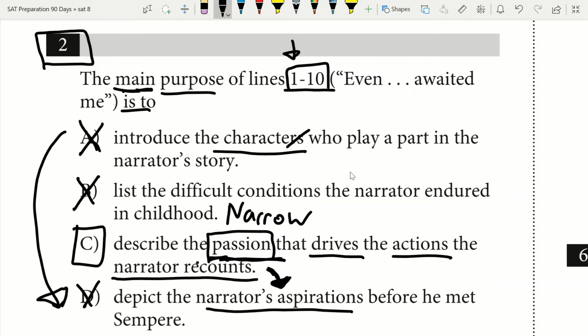Also, if you read further on in the passage, you'd notice that it really doesn't touch on his aspirations much. So that would really be getting away from the big picture as well. Okay, so the answer for number 2 is going to be C.